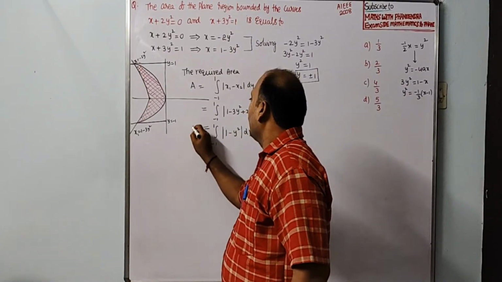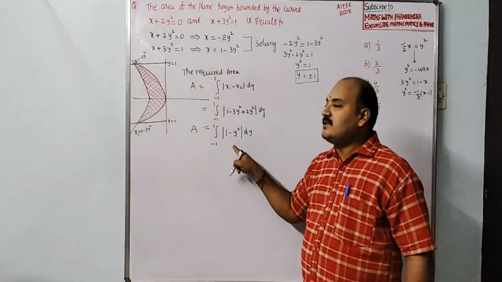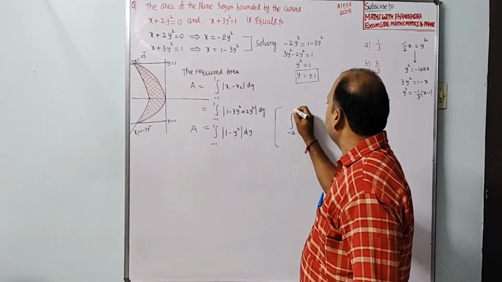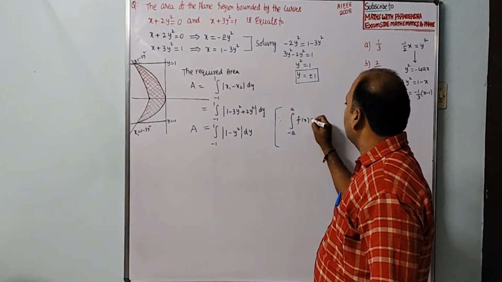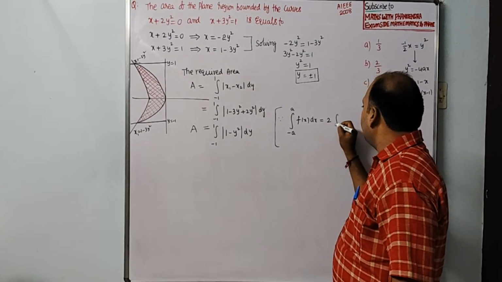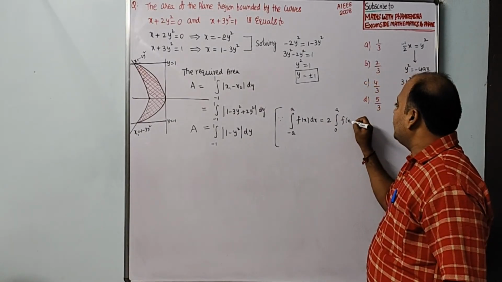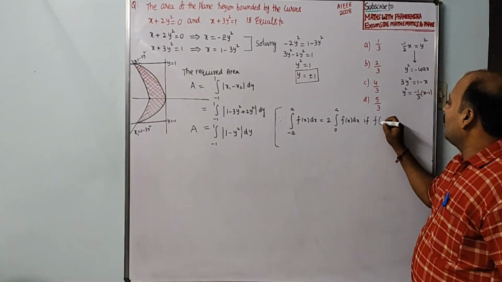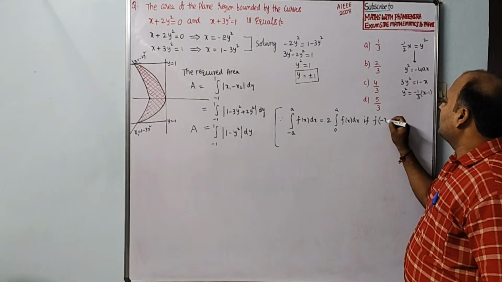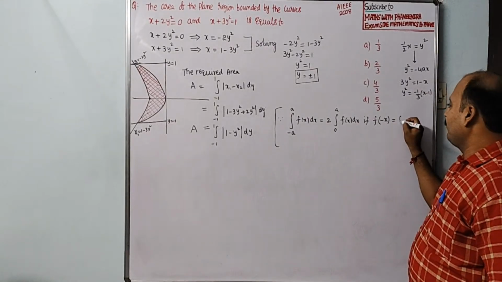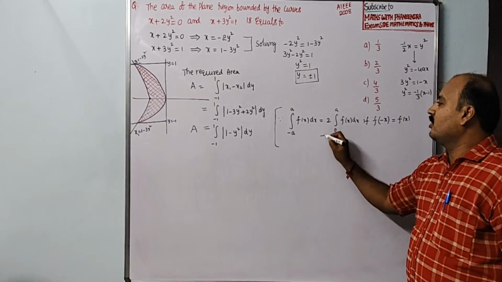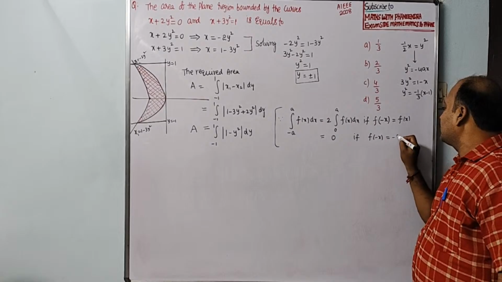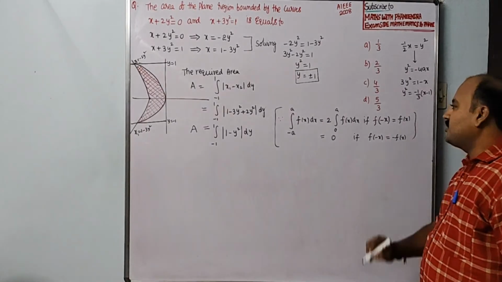Which is equal to integral minus 1 to 1 mod 1 minus y square into dy. 1 minus y square is an even function. Here we are applying the formula: integral minus a to a f of x dx equal to 2 times integral 0 to a f of x dx if f of minus x equal to f of x, and equal to 0 if f of minus x equal to minus f of x. Okay, dear students, I hope you understand.